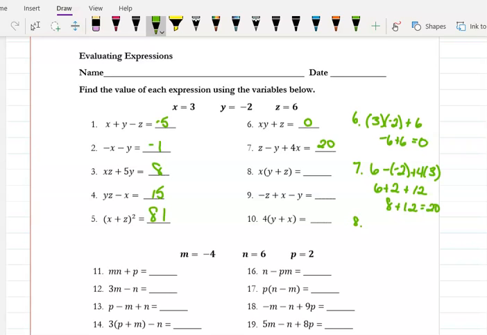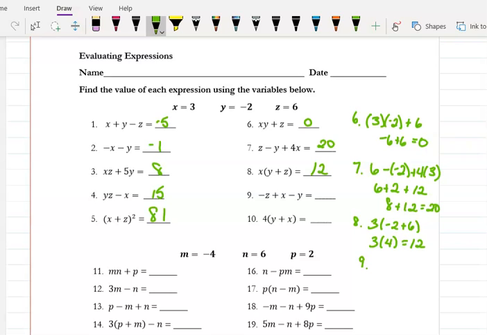And number 8, x is 3 times y plus z, -2 plus 6. So again, parentheses first, so let's keep that 3. -2 plus 6 would be +4, then multiply, and that should be 12.